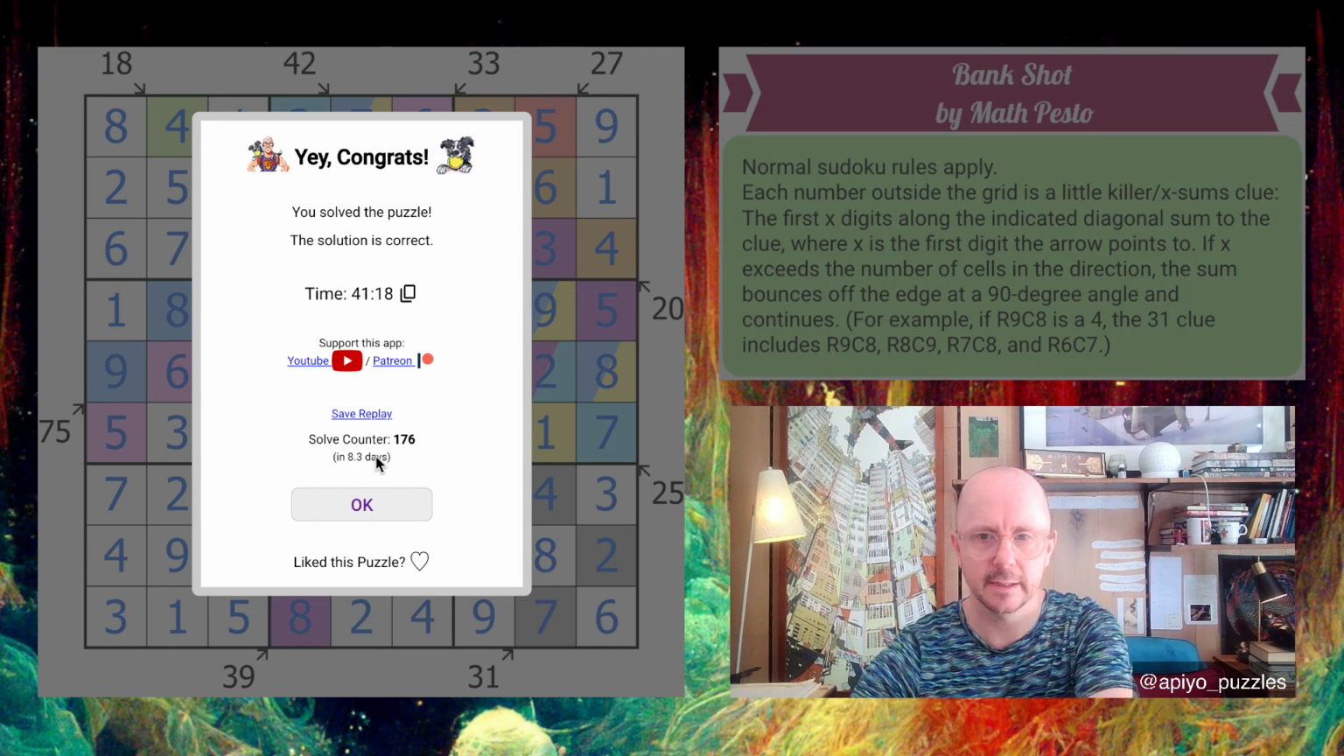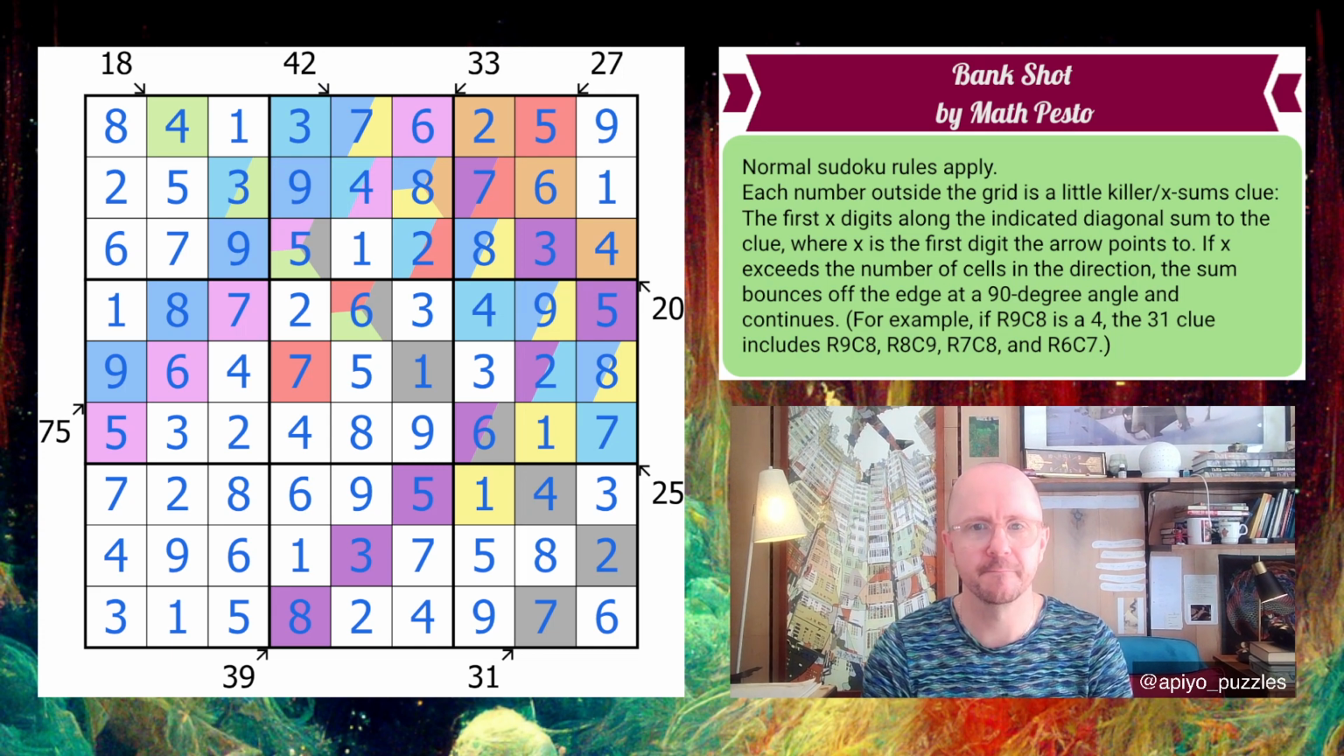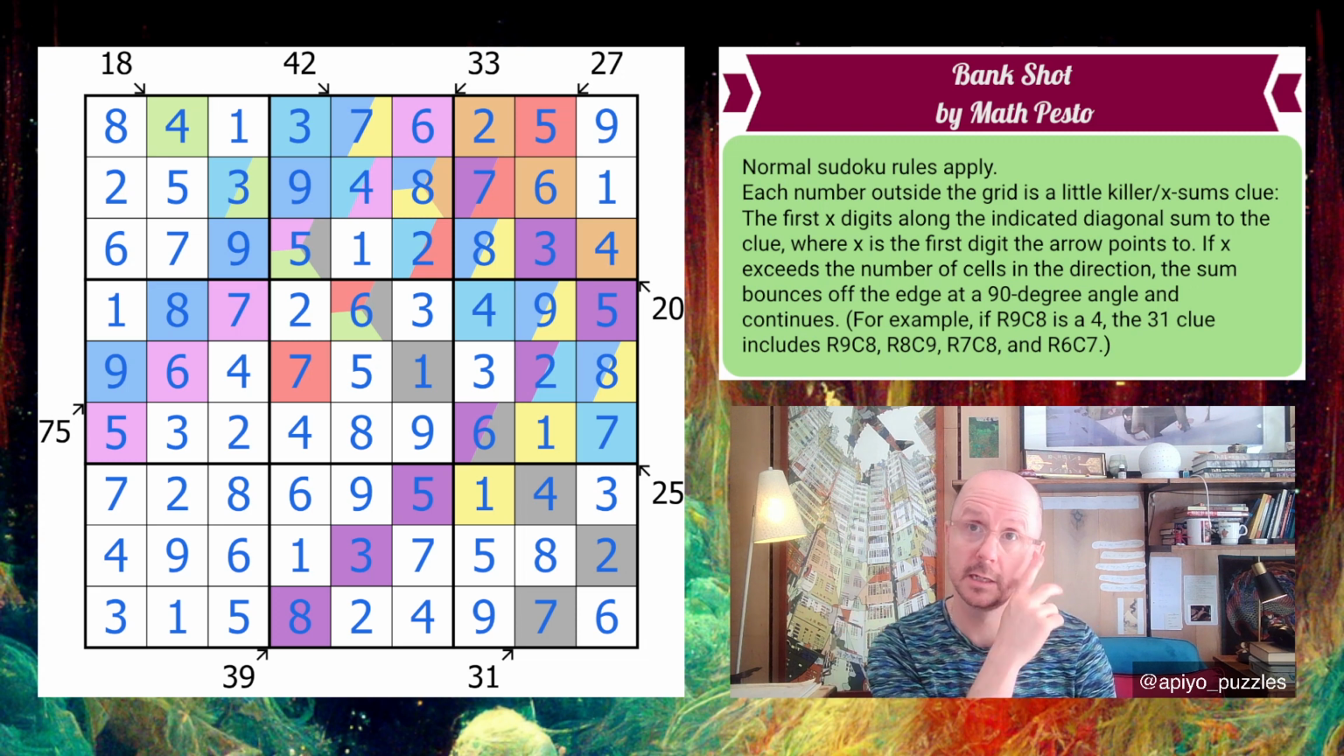It has 176 solves in 8 days, which is quite a lot, and that was a lot of fun. So thank you to Math Pesto for this vaguely pool themed puzzle. I'm a little annoyed I haven't thought of that idea myself. I built a few snooker themed puzzles in the past, and there was one that I was working on that did have an idea to do with balls coming off the edge, but I don't think I ever completed it.